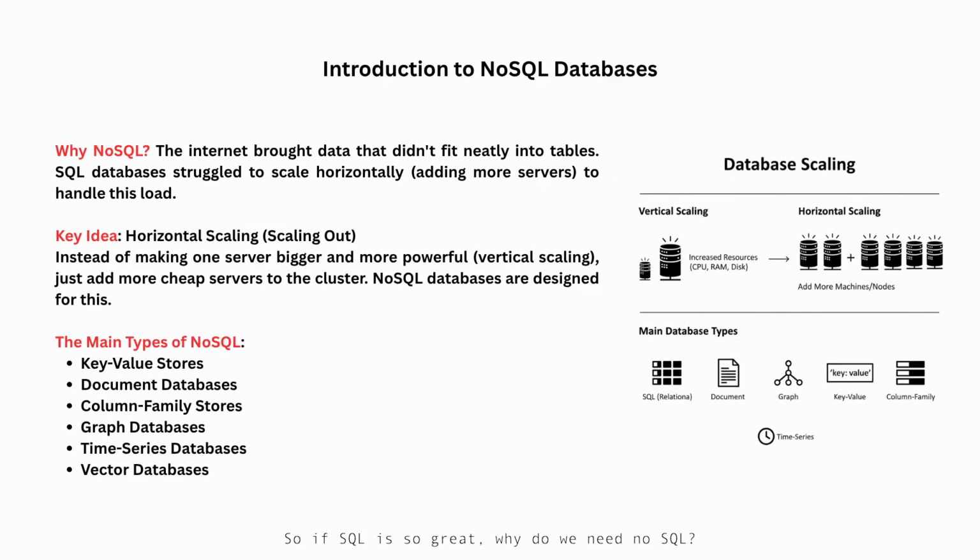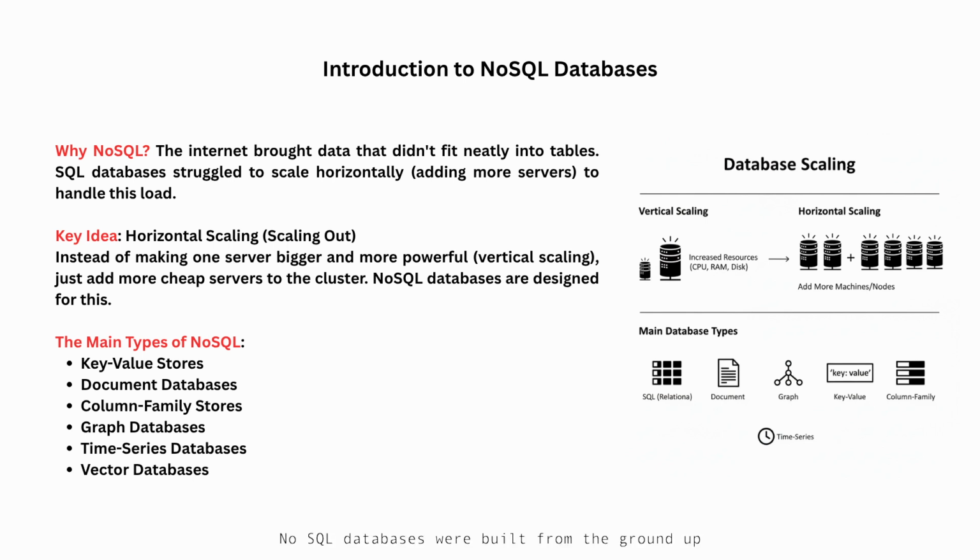So, if SQL is so great, why do we need NoSQL? This is because the nature of data has changed. We started dealing with messy, unstructured data at a massive scale. SQL databases are great at scaling up, making a single server more powerful, but they can struggle to scale out by distributing load across many servers.